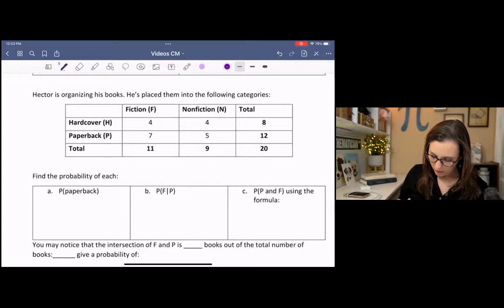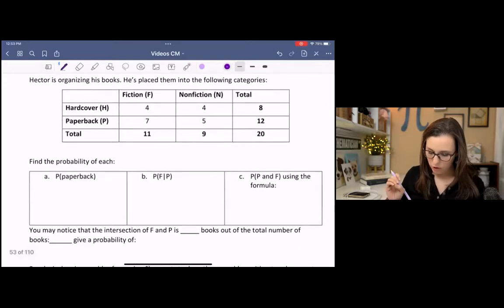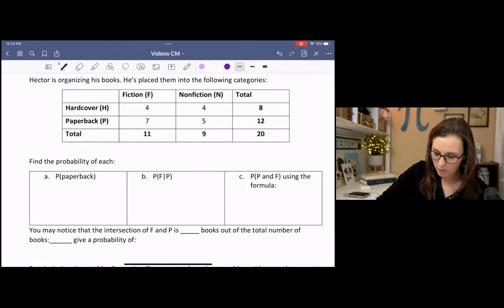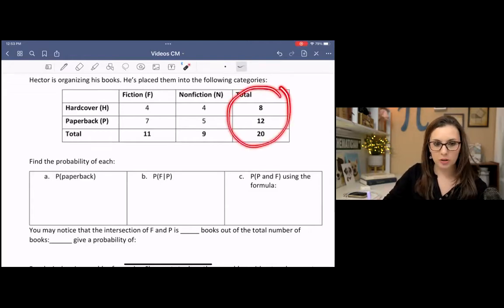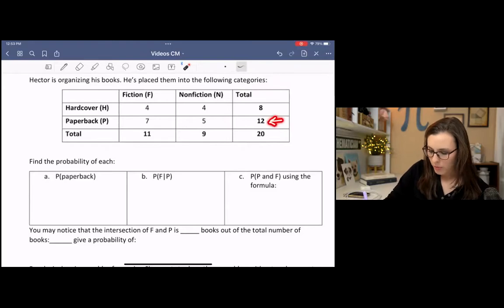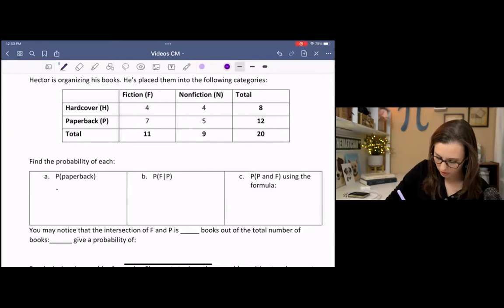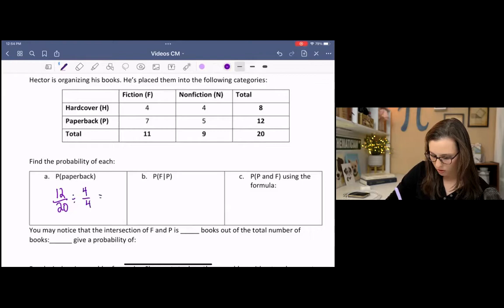So find the probability of drawing or grabbing a paperback book. If we are just talking about the probability of paperback books, then we can focus on the totals here. There are 12 paperback books out of a total of 20 books. And then you want to reduce to get 3/5. So 3/5 of the books are paperback.